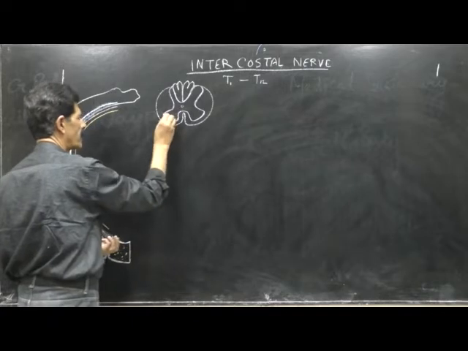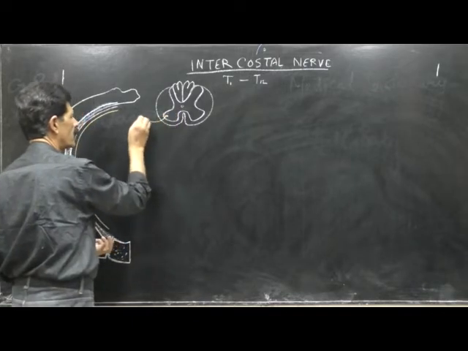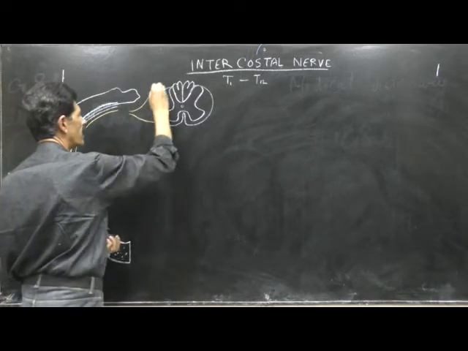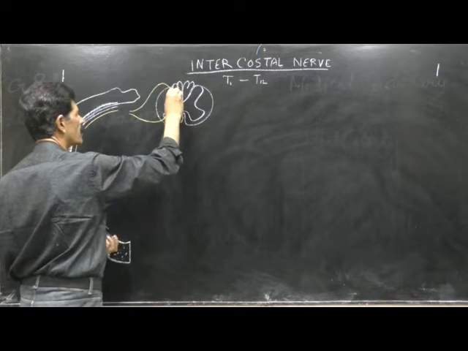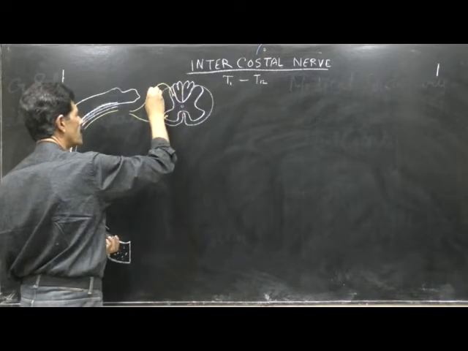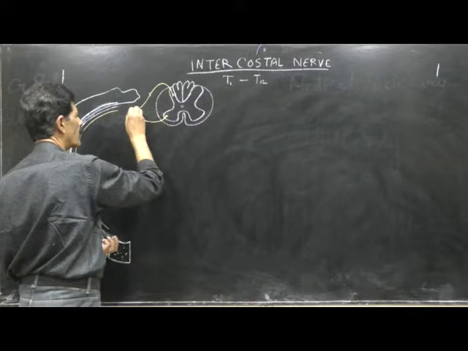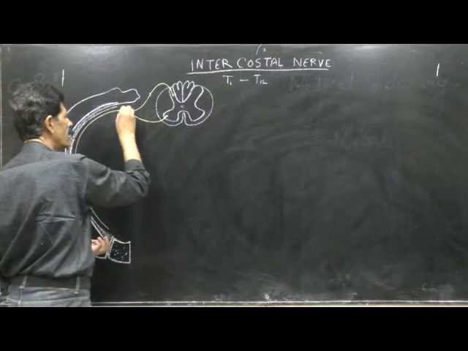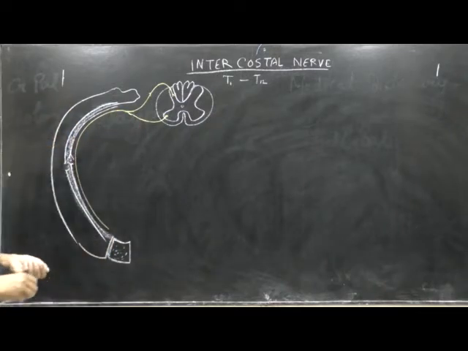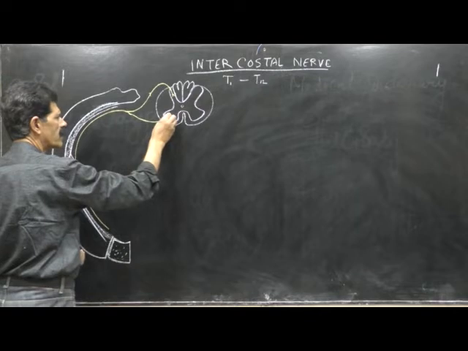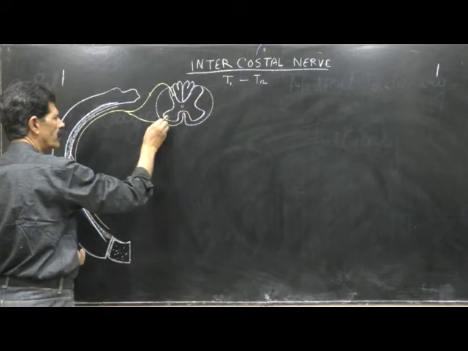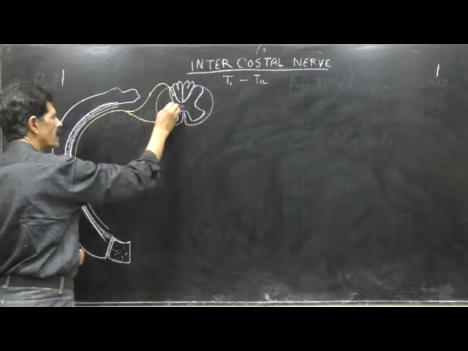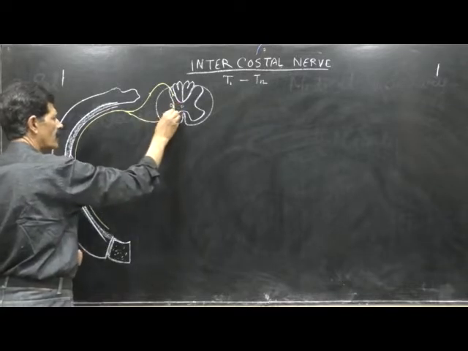As you know, from the ventral horn the motor root arises, and the sensory root comes to the posterior horn, and both unite to form what is called the spinal nerve. So this spinal nerve is continued as the intercostal nerve, and along with this motor nerve, we know there come the preganglionic sympathetic fibers also, which come from the lateral horn.